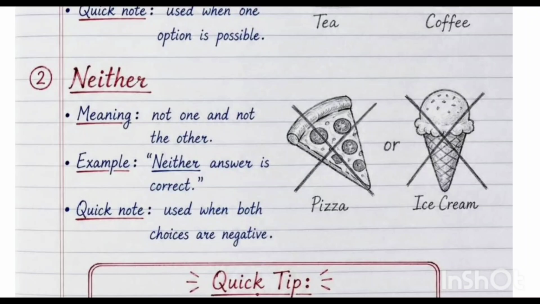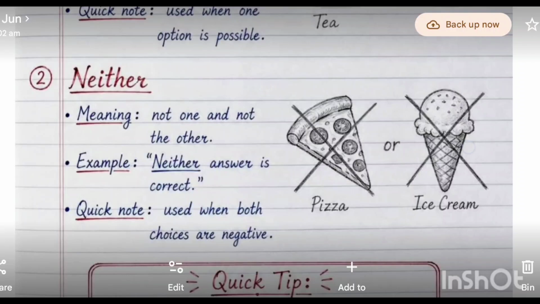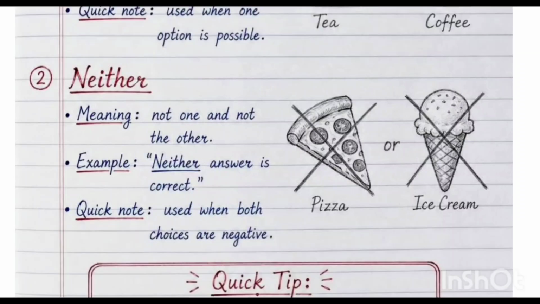So where can we use neither? It is used when both choices are negative. It means you cannot choose from both of them. Then you will use neither. So is it clear?